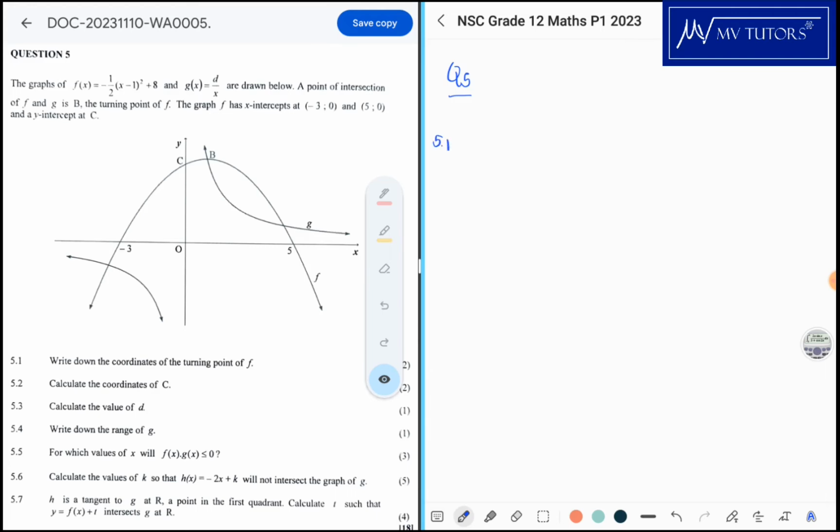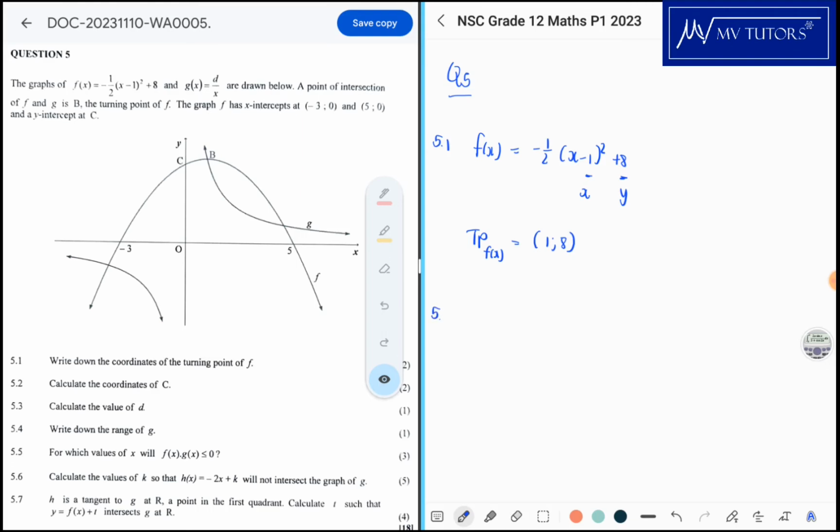So let's look. 5.1. Write down the coordinates of the turning point of f. The equation of f has been written such that we can easily see what the turning point is, right? And you'll know if it's written in this form. This would be your x coordinate and that would be your y coordinate. So basically the turning point of f of x will be (1; 8). Not -1. You can see that b over here is on the positive side of the x-axis.